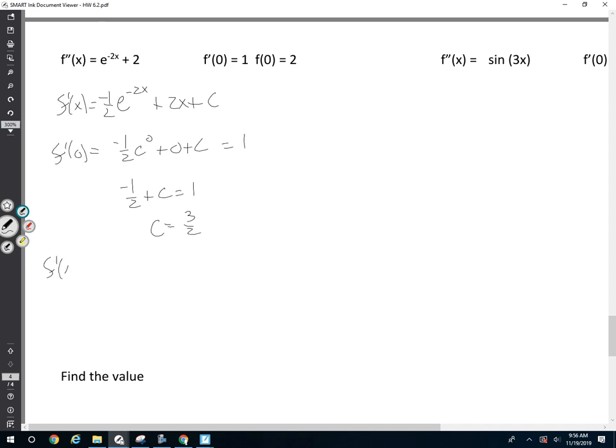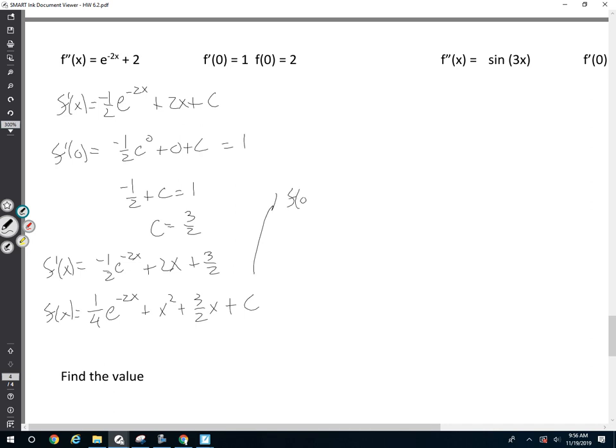So f prime is negative 1/2 e to the negative 2x plus 2x plus 3/2. The antiderivative of this to get f would be, again, e to the negative 2x, but then times negative 1/2 makes it a positive 1/4, plus x squared plus 3/2 x plus c.